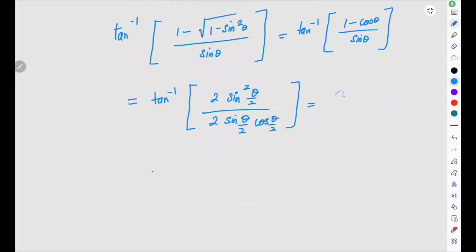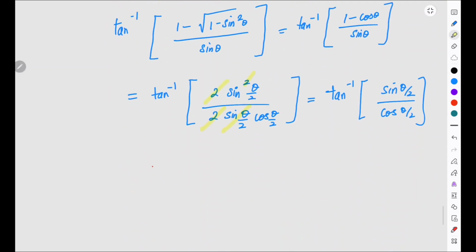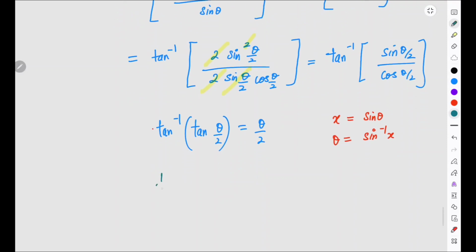So here we'll get tan inverse of sine theta by 2 by cos theta by 2, where you can cancel 2 and the sine, right? So we get tan inverse of tan theta by 2, which is equal to theta by 2. Now we have considered x is equal to sine theta, so theta would be sine inverse x. So we have half sine inverse x, but this could be proved for cos also.